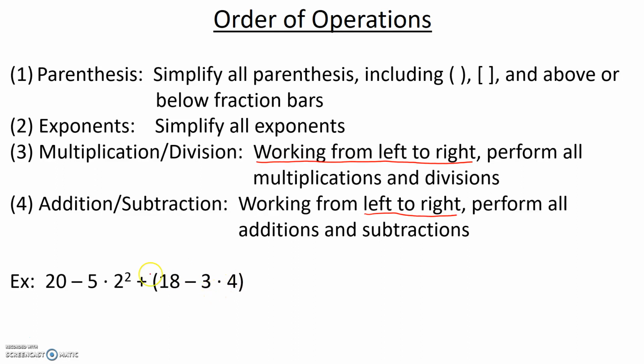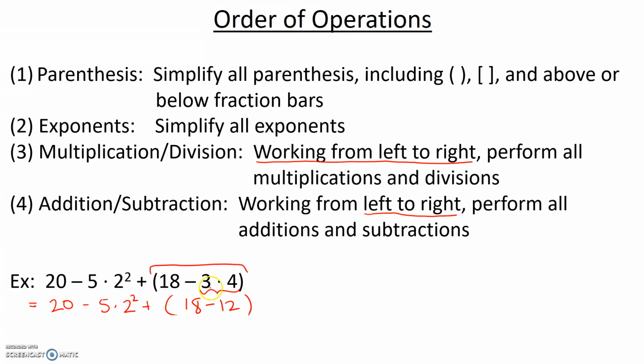So inside just this parentheses, we don't have an additional parentheses. We don't have any exponents. We do have multiplication or division. So going left to right, we would multiply 3 times 4. We would not subtract 18 and 3 because addition and subtraction is after multiplication or division in the order of operations. So we can rewrite this as 20 minus 5 times 2 squared plus the quantity 18 minus 12.